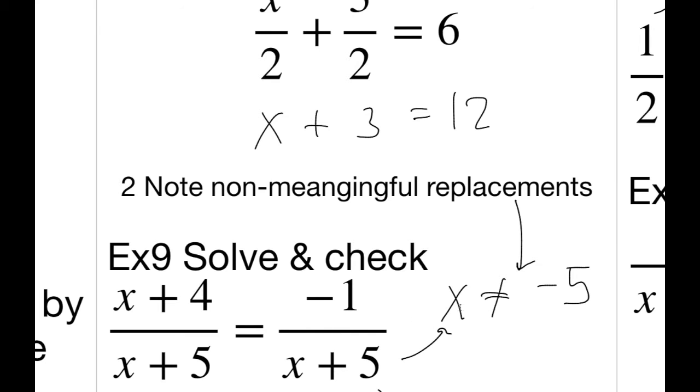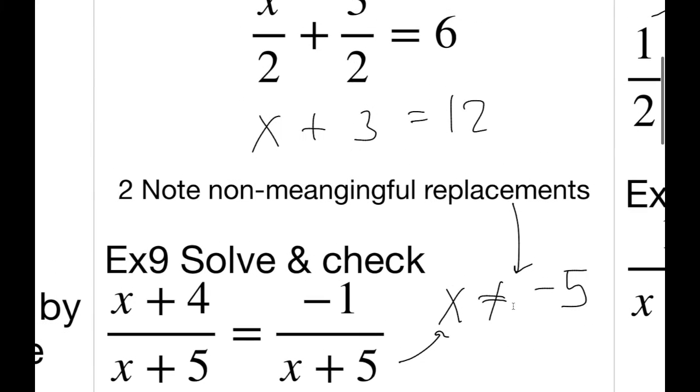You have to cross that out and say, no, x can't equal -5, because if you put it in the original, you get numbers in the numerators and 0 in the denominator, and you just can't have 0 in the denominator. So whatever we do, we have to make sure that we don't let x equal -5 as a solution. All right, so that's note non-meaningful replacements right here.